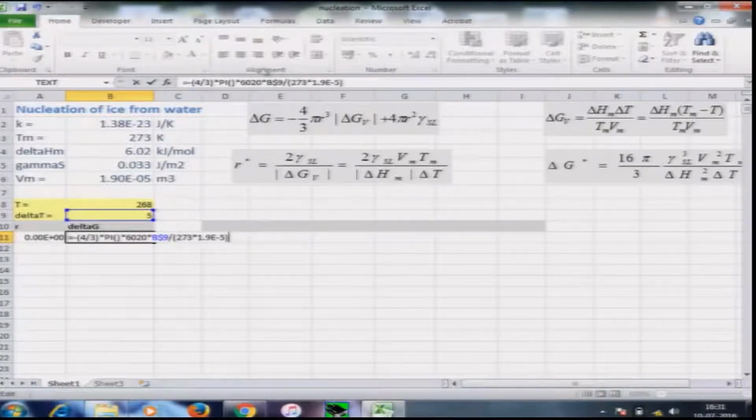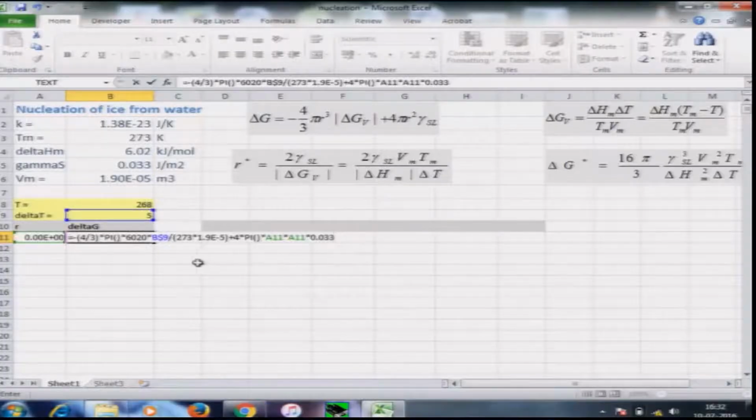This takes care of the first term. Second term has the interfacial energy: 4 times pi times R, which is in cell A11, squared. So, let me put A11 into A11, multiplied by the interfacial energy of the solid liquid interface, which is 0.033.